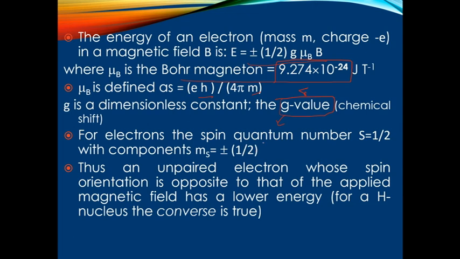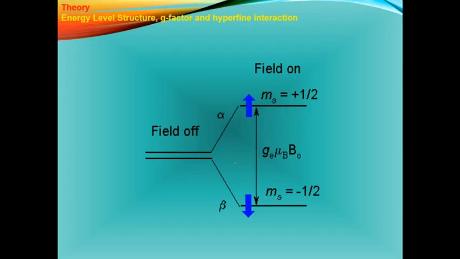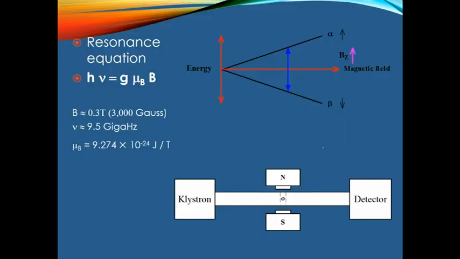For an electron, the spin quantum number is s equal to half, with components ms equal to plus half and minus half, so you have two components there. Thus, an unpaired electron whose spin orientation is opposite to that of the applied magnetic field has a lower energy, minus half, and plus half is the higher energy. Here is the representation of the field, with plus half at higher energy and minus half at lower energy. We have already seen this.